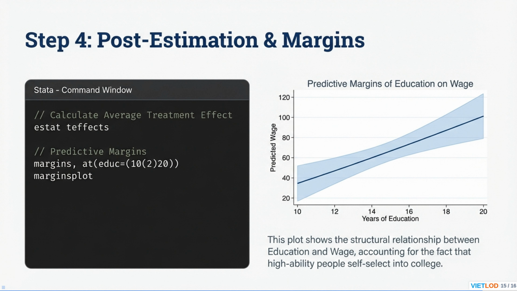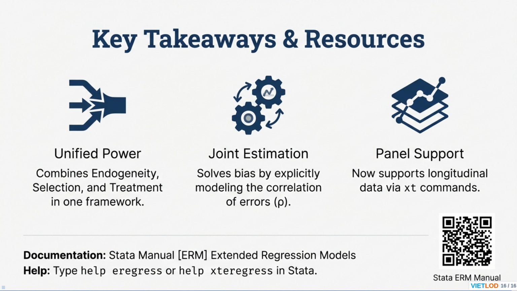Once the model has converged, we move to the final step, interpreting the real-world impact. We can calculate the average treatment effect using the estat teffects command. To make these results intuitive, we use margins and marginsplot. In our do file, we've specified education levels from 10 to 20 years. The resulting graph on the right displays the structural relationship between education and wage.